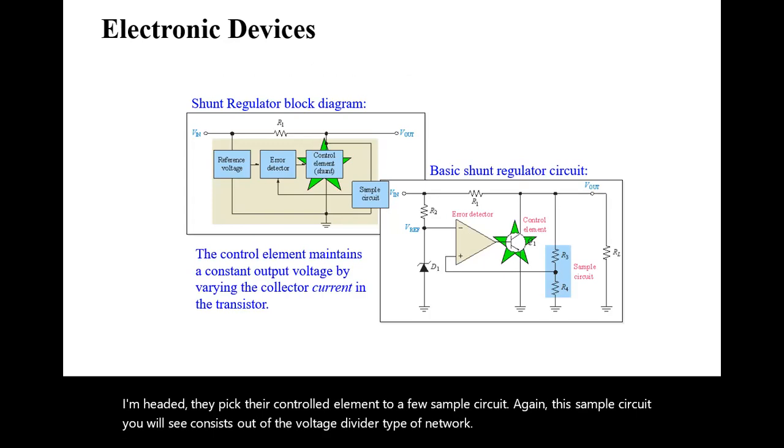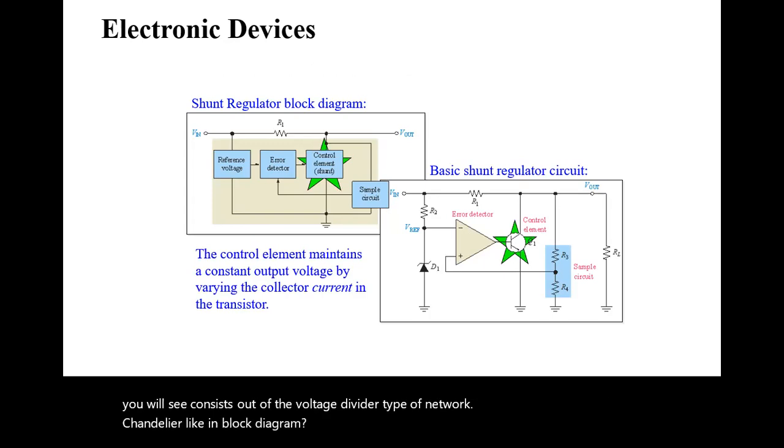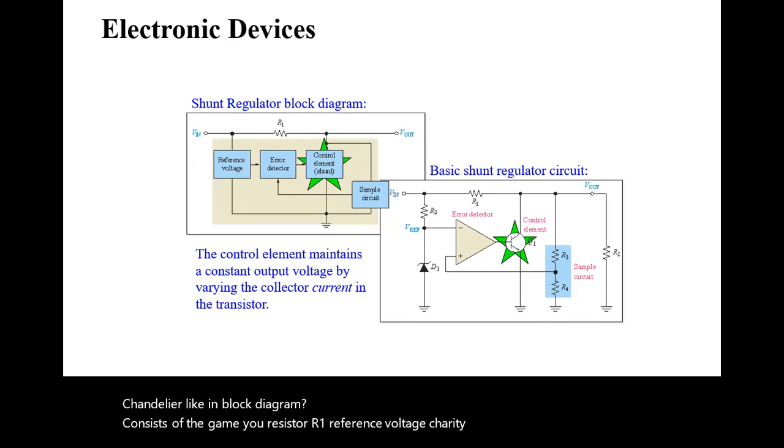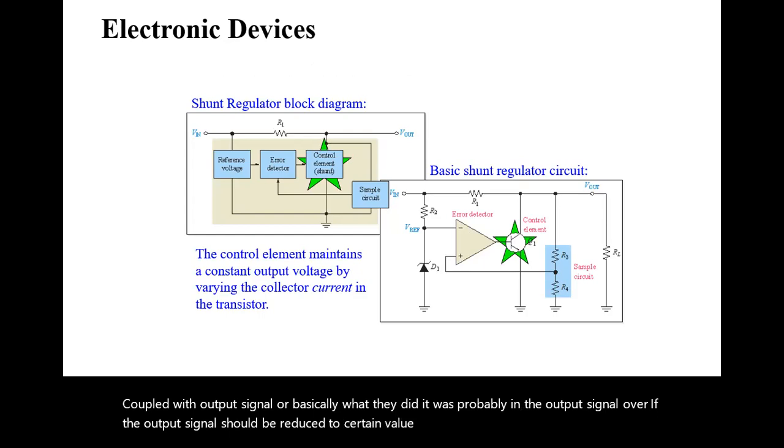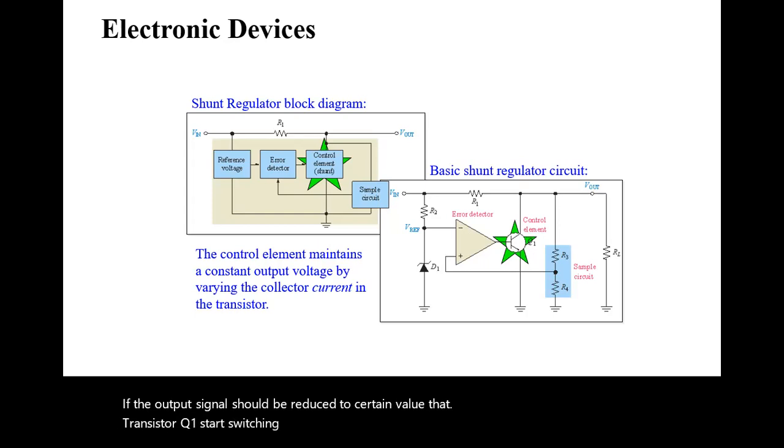Shunt regulating block diagram consists of, again, your resistor R1, a reference voltage, error detector, control element, a shunt, and your sample circuit. There you see the control element is basically a shunt. What it actually did, it coupled with the output signal. If there is a problem in the output signal, or if the output signal should be reduced to a certain value, transistor Q1 starts switching on and actually pulling your input signal down across your load.